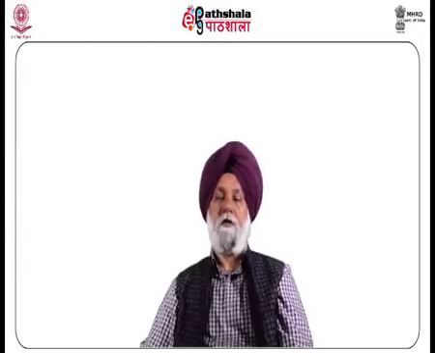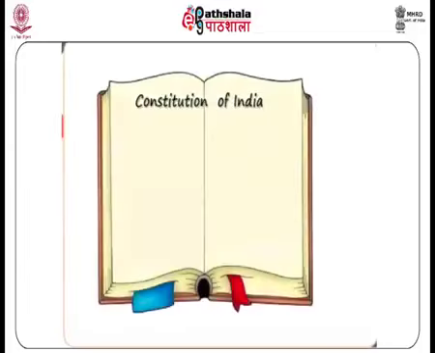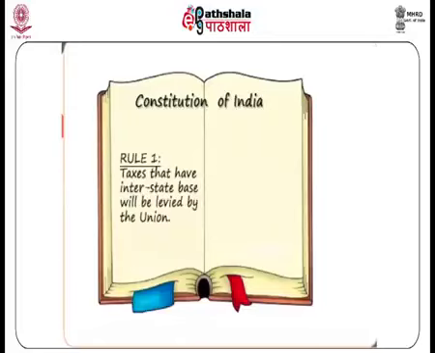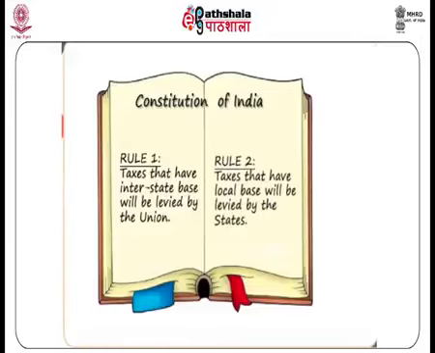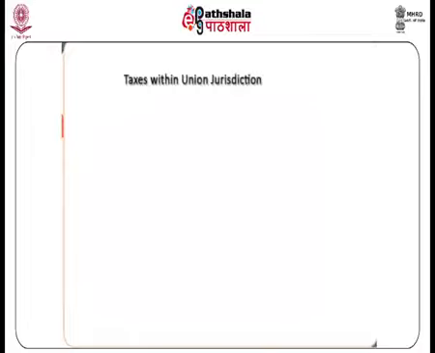The transference of resources from the central government to the states is an essential feature of the present financial federal system. The Constitution of India makes a clear division of fiscal powers between the union and the state governments. The principle adopted for this classification is that taxes which have an interstate base are levied by the union, while those with a local base are levied by the states. The residuary powers belong to the union. The Constitution contains provisions for the distribution of revenues from certain union taxes among the states.